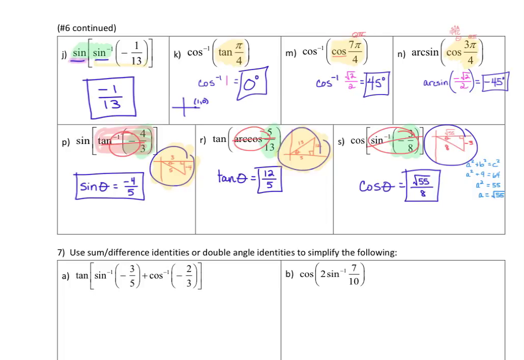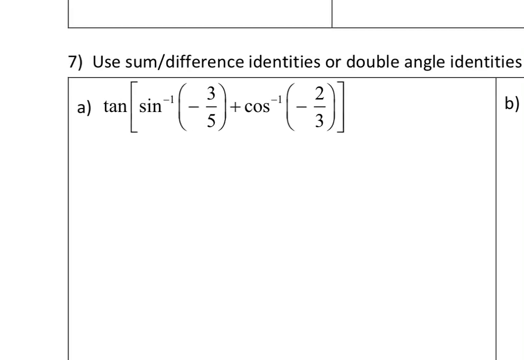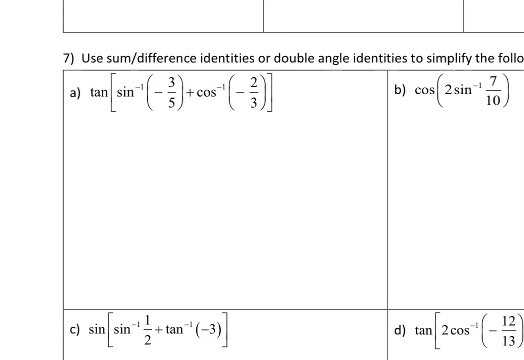Now, if you need to pause the video and grab your formula sheet, make sure that you find your formula sheet. Remember, I'll give you a clean copy of the formula sheet for the test. And so on your formula sheet, you want to look for the sum and difference identities and the double angle identities for the next 4 problems.